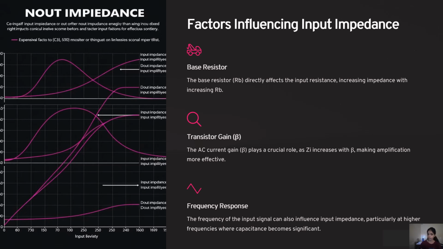Factors influencing input impedance. Base resistor. The base resistor directly affects the input resistance, increasing impedance with increasing base resistor. Transistor gain. The AC current gain plays a crucial role, as the input impedance increases with the current gain, making amplification more effective. Frequency response. The frequency response of the input signal can also influence input impedance, particularly at higher frequencies where capacitance becomes significant.